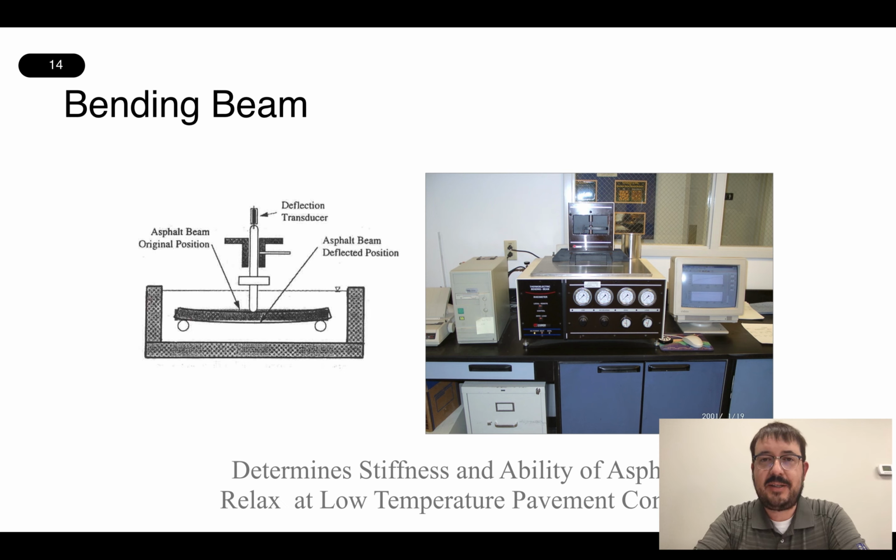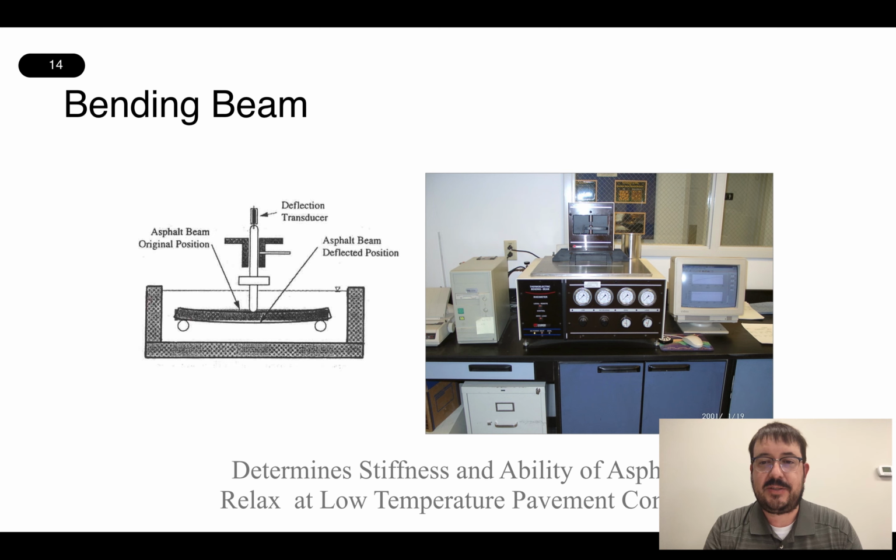To identify the low temperature properties of the asphalt binder, specifications call for the bending beam test. In this test, after both RTFO and PAV aging, a tiny beam of asphalt is manufactured and then put in this apparatus to understand the stiffness of the asphalt and the ability of the asphalt to relax at low temperatures. So it is from this test that the asphalt achieves its minus 22 or minus 28 rating for the specifications.